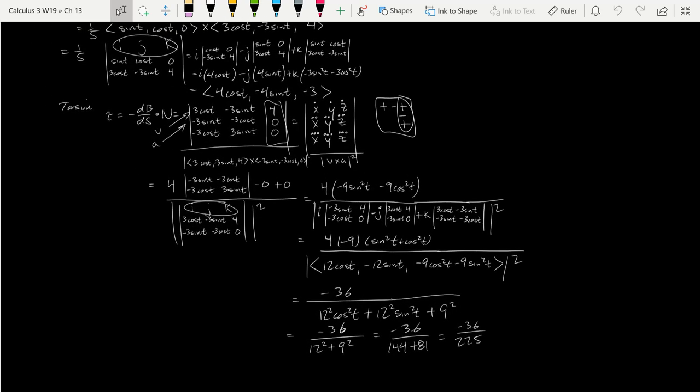So that is the end of 13.5. So we're going to 13.6. We're going to look at polar coordinates.